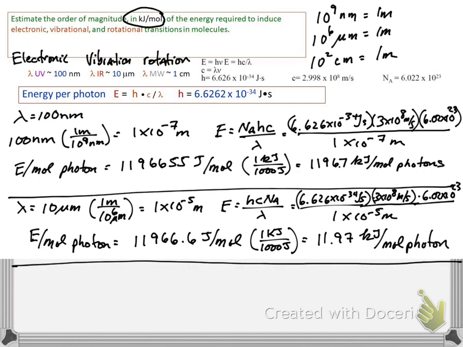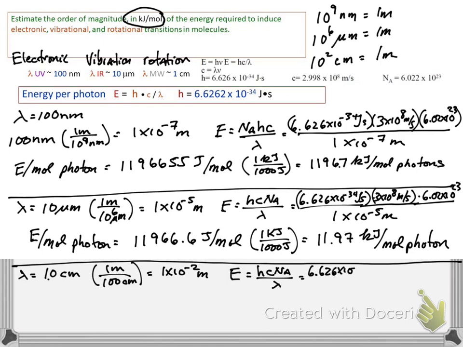The microwave is at 1 centimeter. We say 10 centimeters. It's 1 centimeter, 1 times 10 to the minus 2 meters. So the energy in a mole of photons, put this in the formula. We have the same numerator, 3 times 10 to the 8, Avogadro's number, divided by the new wavelength of 1 times 10 to the minus 2 meters.